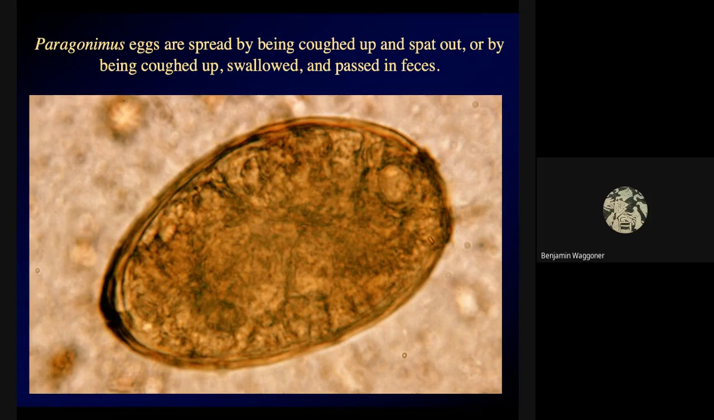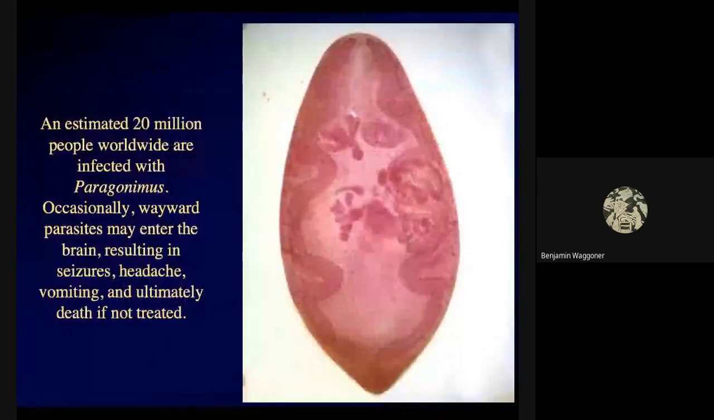This may not seem like that big a deal, but there's an estimated 20 million people worldwide that have been infected with paragonimus. And one of the unfortunate consequences of some parasite infections is if the parasite has to wander within the body, if it has to migrate from point A to point B, it can end up wandering to the wrong place. Although I guess there is no real right place, but it can end up traveling to places where you really don't want any parasites at all, notably your brain.